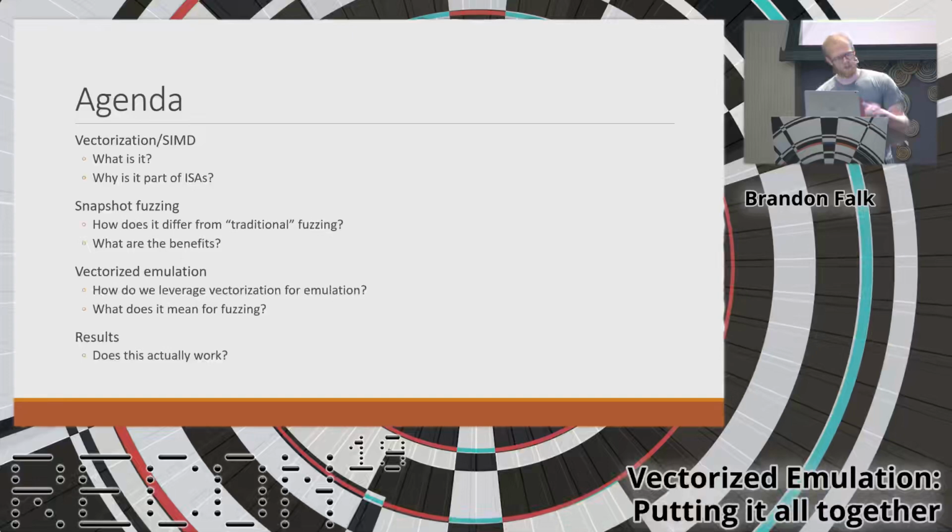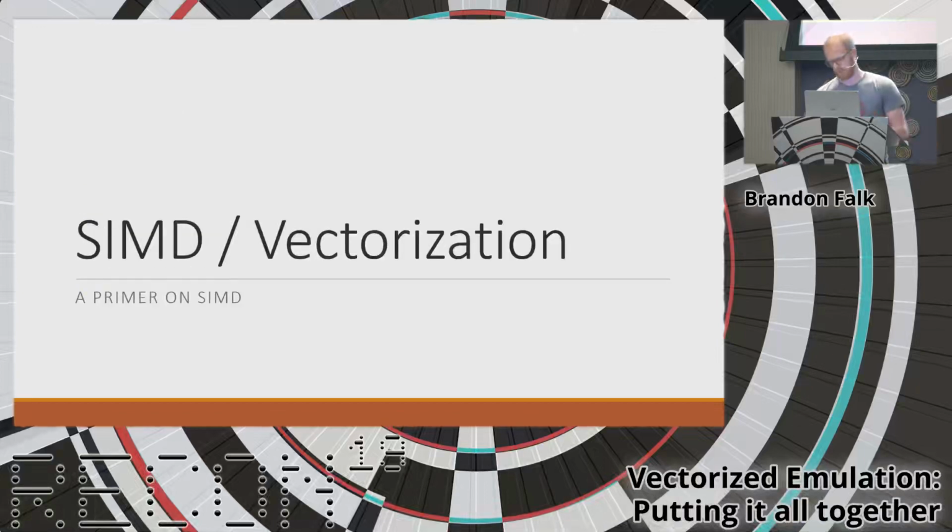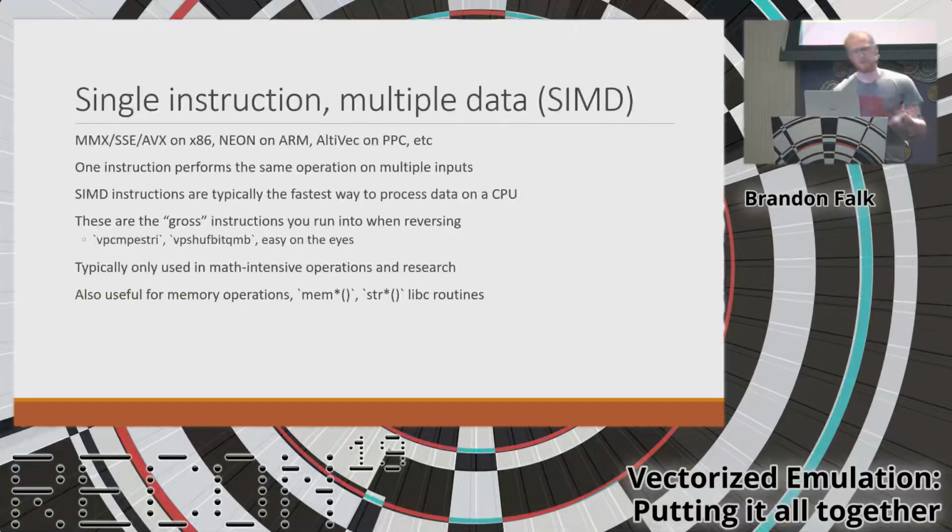So to go into this technology, we have to talk a little bit about what vectorization is in the first place, and then we're going to talk about snapshot fuzzing, which is how we're able to do this in the first place. Then we'll, of course, talk about vectorized emulation and the results of that. So a little primer on SIMD, or SIMD, or however you want to say it.